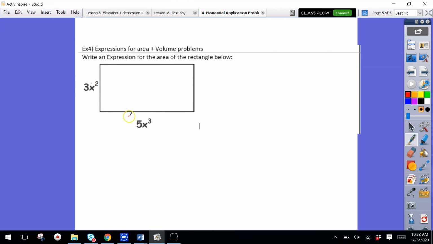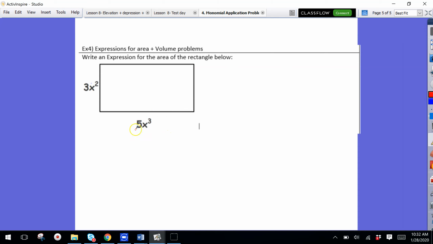And so another way you would see the application of monomials is just by when you're finding area of a rectangle. So I have that these are my two sides, 3x squared and 5x to the third. So if I'm trying to find the area, all I have to do is go ahead and multiply my length and my width. So you're going to do 3x squared times 5x to the third.